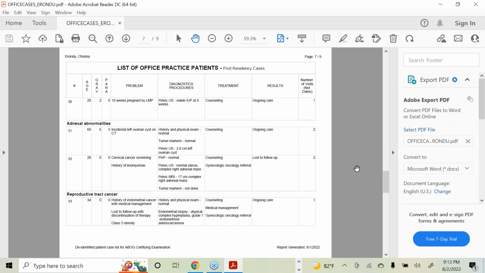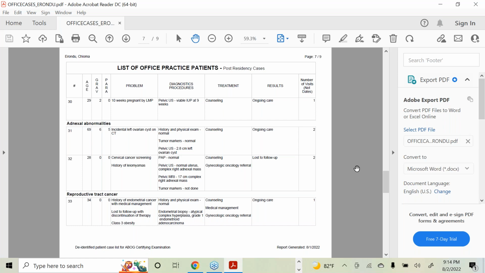So 69-year-old, let's say I'm assuming you were her primary care provider, felt something on exam, and you got a CT scan, and it shows a left ovarian cyst. As the attending gynecologist, how would you then proceed to evaluate that? What would be the important things that you would want to do next?